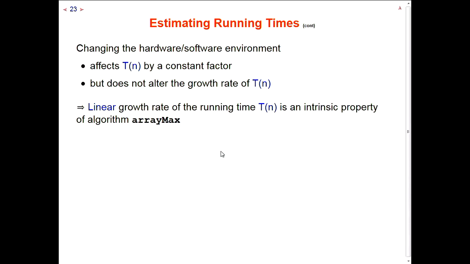And this is why we can say that the linear growth rate of the running time Tn that we have determined for our algorithm array max is an intrinsic property of the algorithm, independent of any implementation and independent of any hardware or software that you are using.